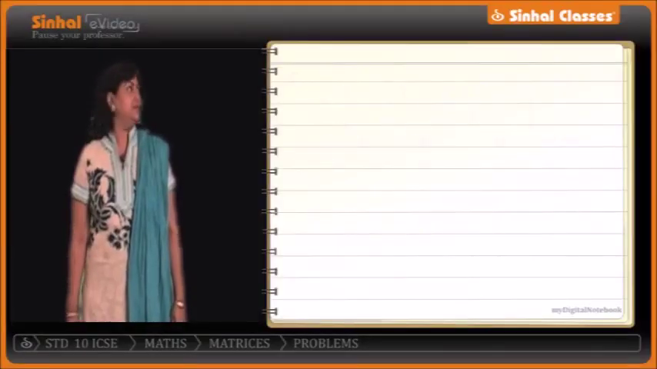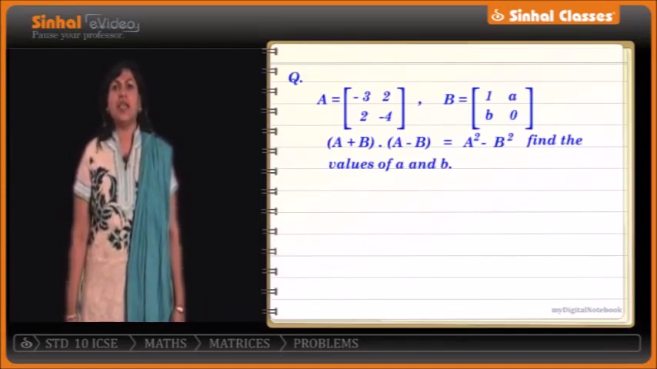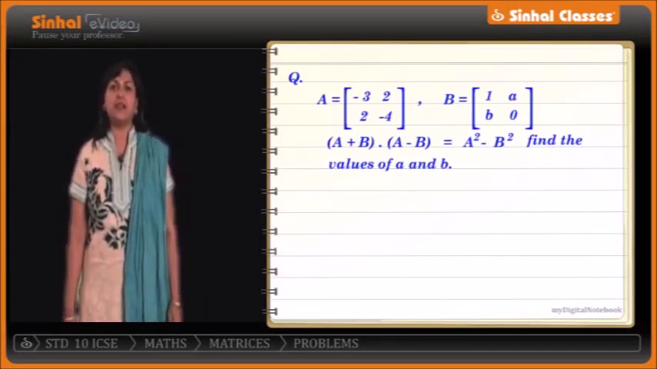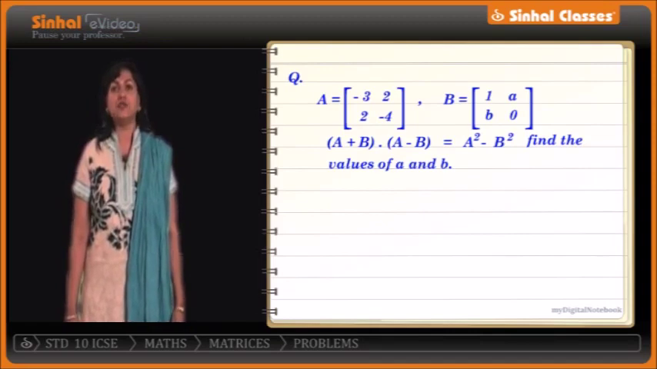Now to the next problem. Here we are given two matrices A and B, also given the equation A plus B into A minus B equals A square minus B square. We are asked to find the values of the variables A and B.